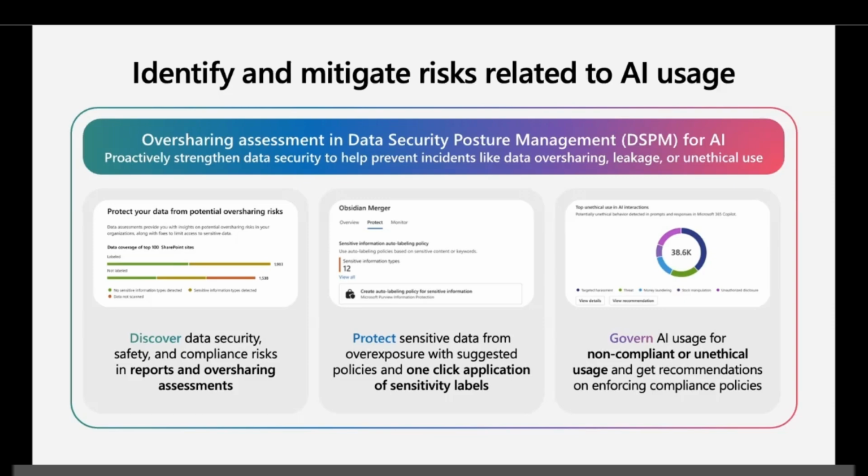The middle section is protecting our sensitive data from overexposure with suggested policies, and we can use our one-click application of sensitivity labels. Again, we want to look at the data that we know is sensitive, and get it marked appropriately with the right labels. Last, we want to talk about governing AI usage for non-compliant and unethical usage and get recommendations on enforcing those policies. This would be the case where you've got folks doing things that are threatening, or maybe money laundering or stock manipulation, or maybe it's simply that they're sharing data out to a third-party AI, and we want to take a look at that as well. So these are three areas we want to take a look at, and we're going to look into how we can help in each of these sections.